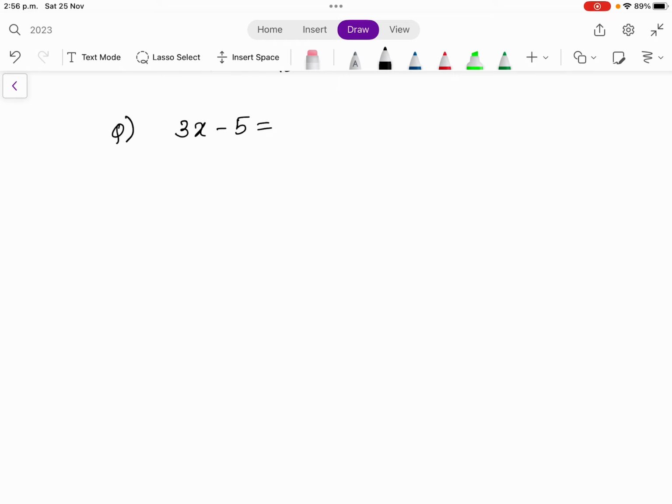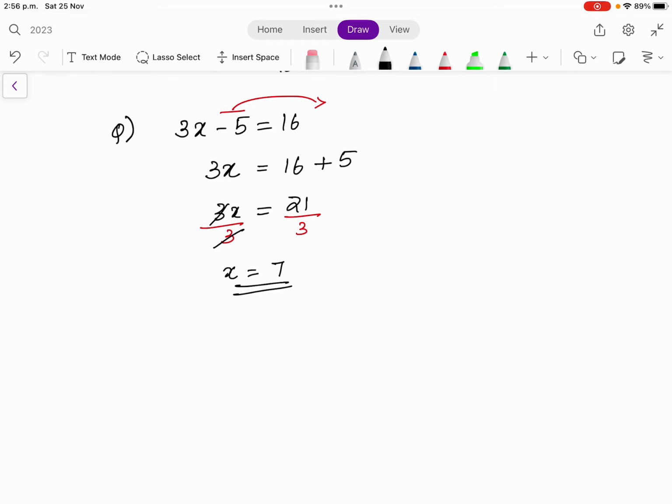3x minus 5 is equal to 16. The first step is, you keep only the x on one side and bring all the other numbers to the right side. Whenever you bring the numbers, you change the sign. So it is nothing but 16 plus 5. So 3x will be 21, and then you divide by 3. So this 3 and 3 will get cancelled. So x is equal to 7. Okay, let's try another question.